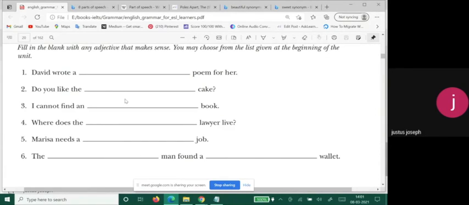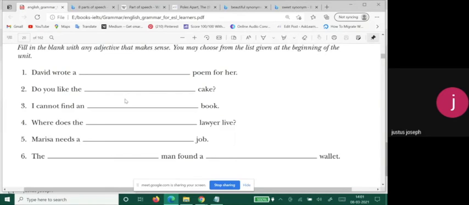I cannot find an... fascinating. And now they have put a challenge. Look for a word which starts with a vowel. Look for an adjective which starts with a vowel. A-E-I-O-U. I cannot find a an.